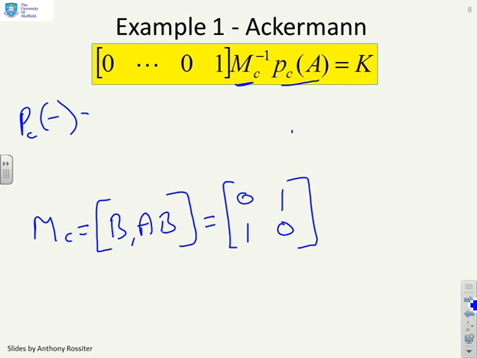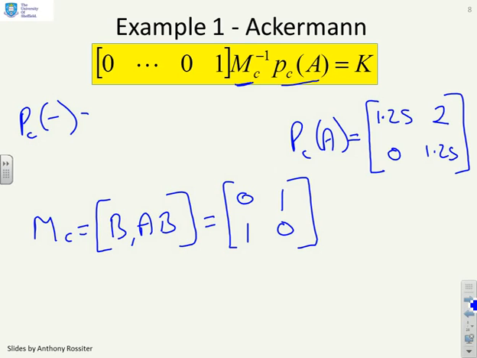And I'll rewrite up here what PC of A was that we calculated a moment ago, which has been deleted for some reason. It was [1.25, 2; 0, 1.25]. So all I need to do now is plug all this into the formula.